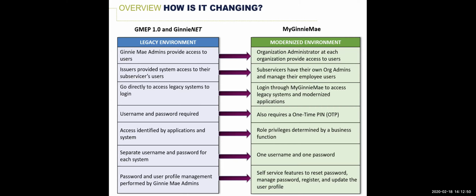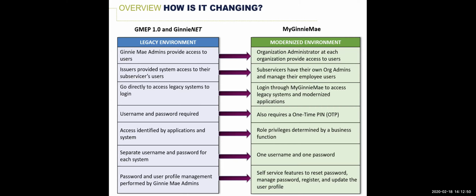In our legacy environment, you would go directly to those systems through different URLs to log in. Through MyGinnieMae, you just go to my.ginniemae.gov and log in there, and you have access to all of those legacy systems as well as the modernized applications. In our legacy environment, you had a separate username and password required for each system.